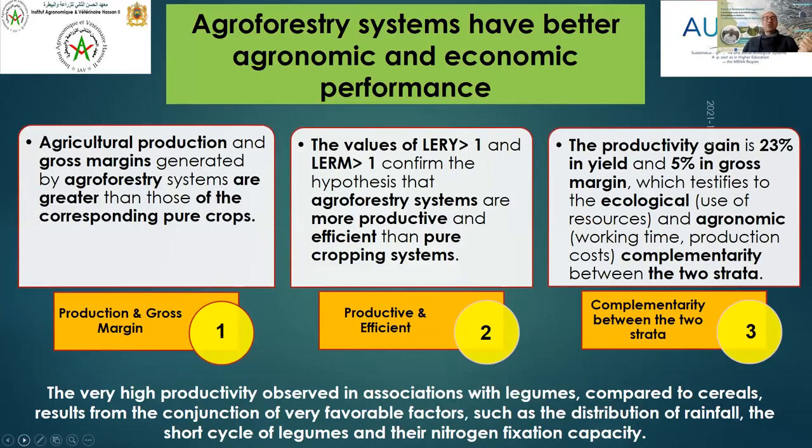Agroforestry systems have better agronomic and economic performance. Agricultural production and gross margins generated by agroforestry systems are greater than those of the corresponding pure crops. The values of land equivalent ratio for yields and land equivalent ratio for margins are superior to 1, which confirms the hypothesis that agroforestry systems are more productive and efficient than pure cropping systems. The productivity gain is about 23% in yield and more than 5% in gross margin, which testifies to the ecological and agronomic complementarity between the two strata.